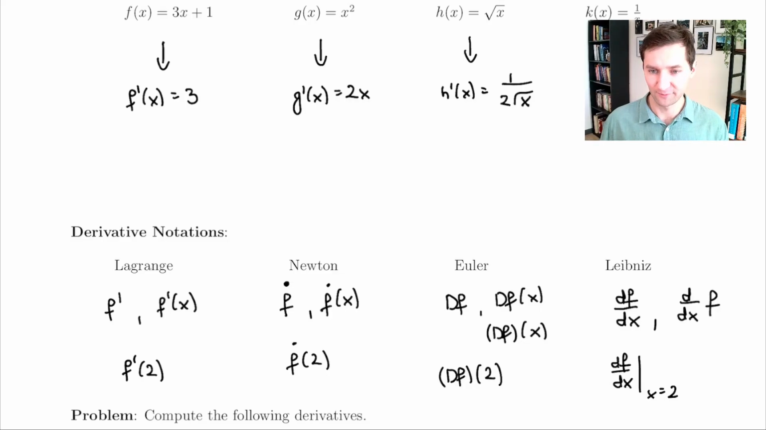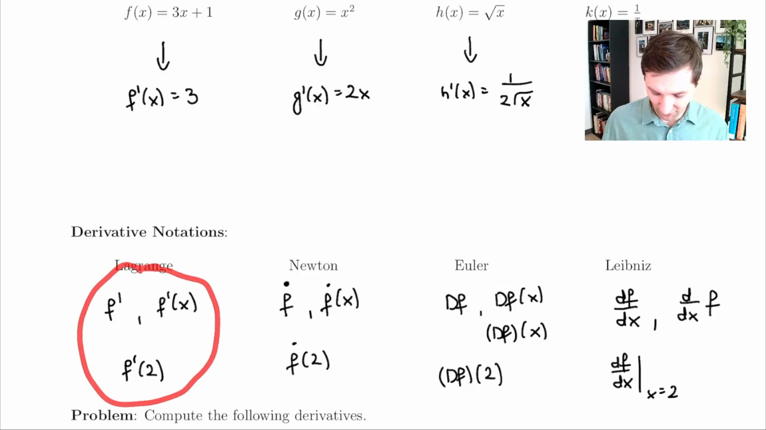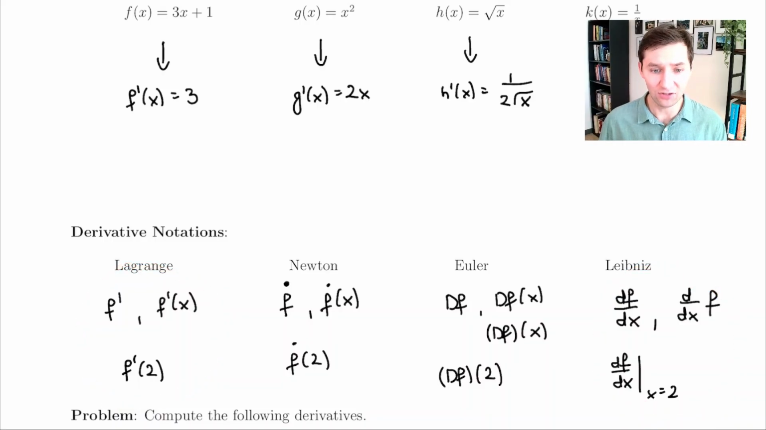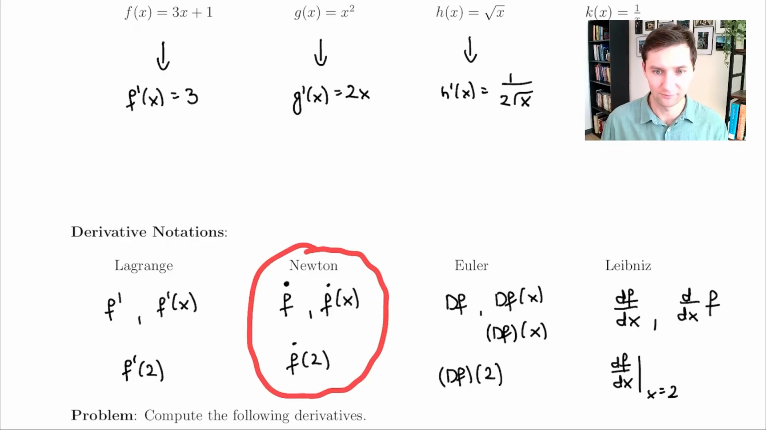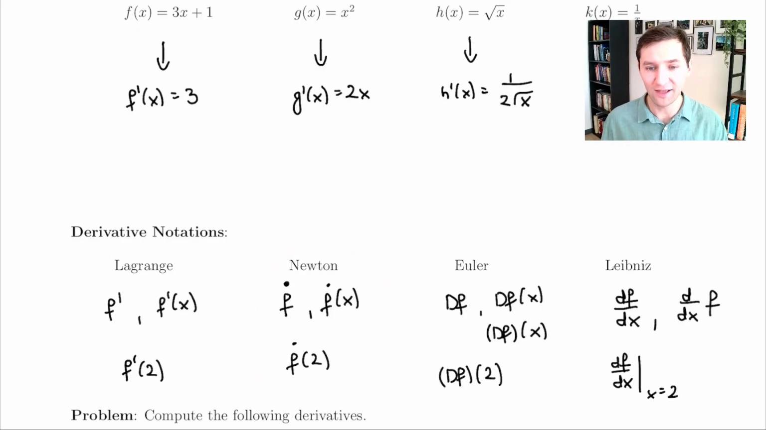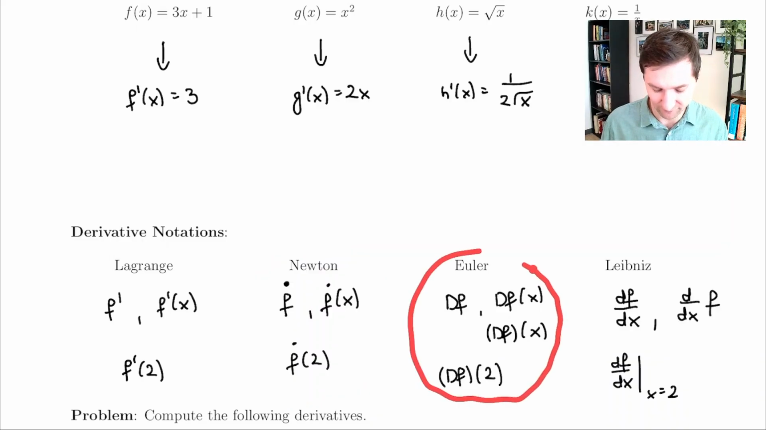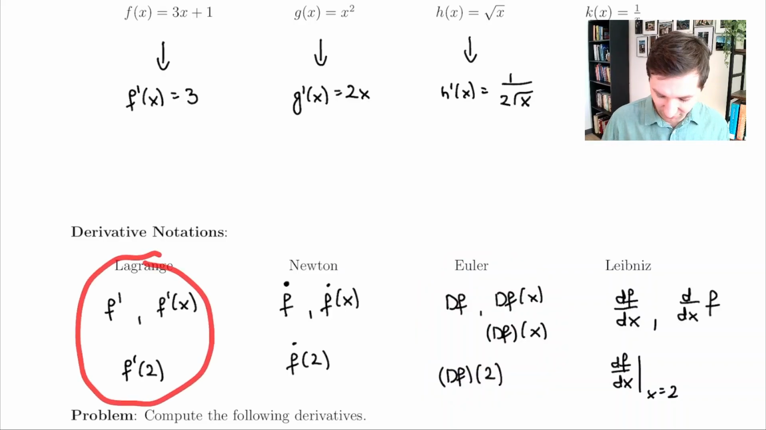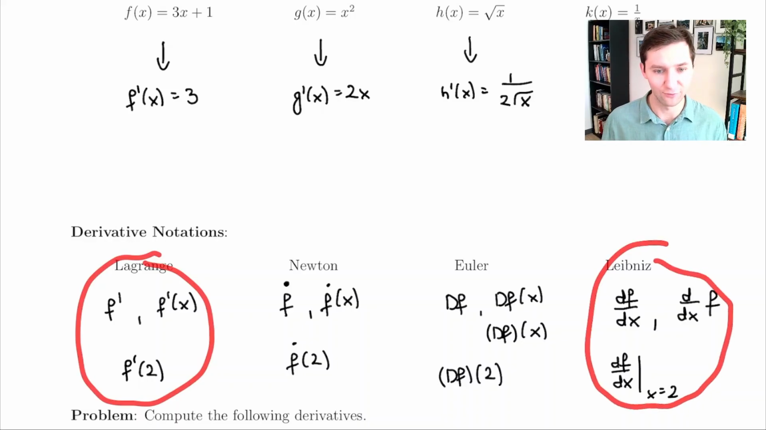In calculus, we often use Lagrange's notation and Leibniz notation. In physics and engineering, people often use Newton's notation. And in higher level mathematics classes, people use Euler's notation. We will practice all 4 of them, but we will focus on Lagrange's notation and Leibniz notation in the future.